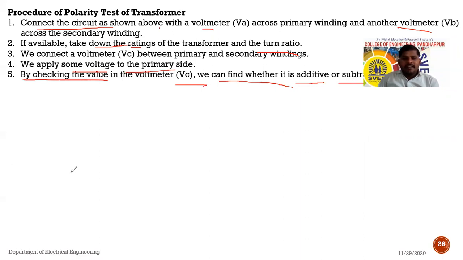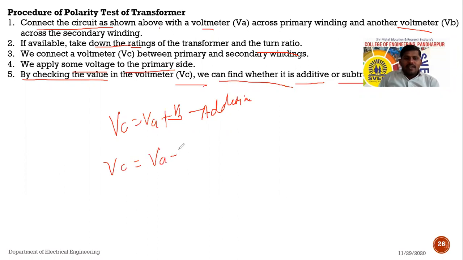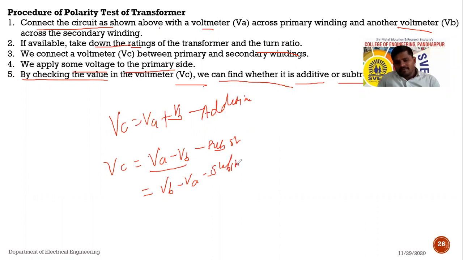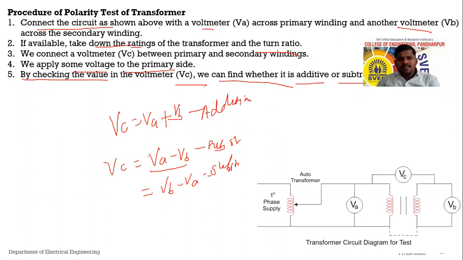So if the voltmeter VC shows a voltage equal to the summation VA plus VB, then it is additive polarity. And if the voltage shown by the voltmeter VC equals VA minus VB, it is nothing but subtractive. For step down it is VA minus VB, for step up it is VB minus VA, which is again subtractive, right? So this is the procedure to carry out the polarity test. It is very simple.